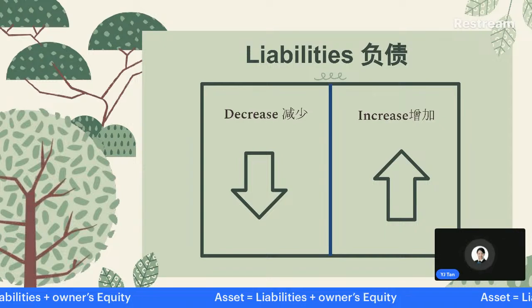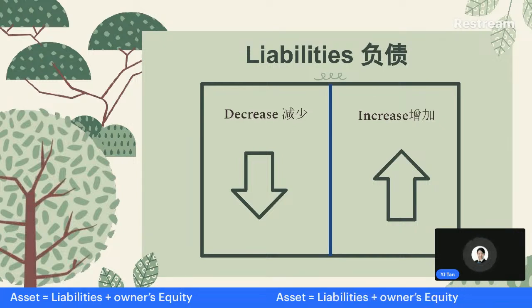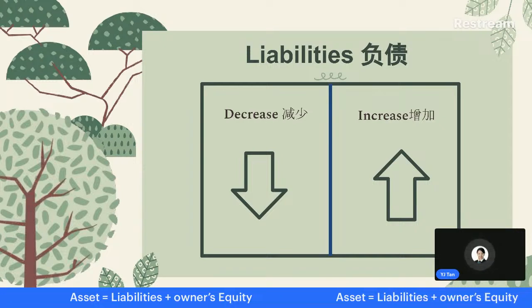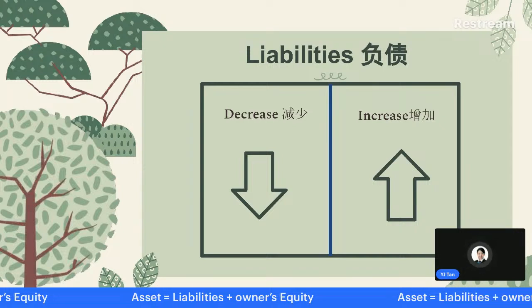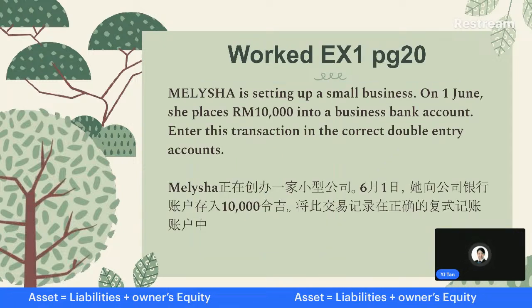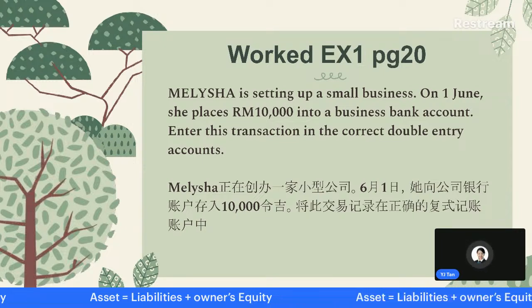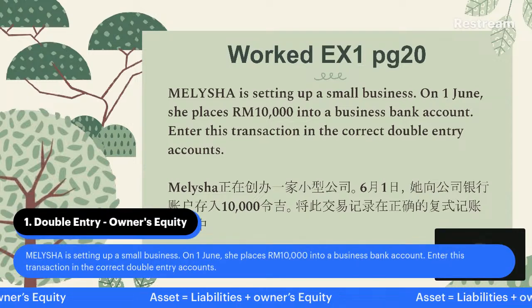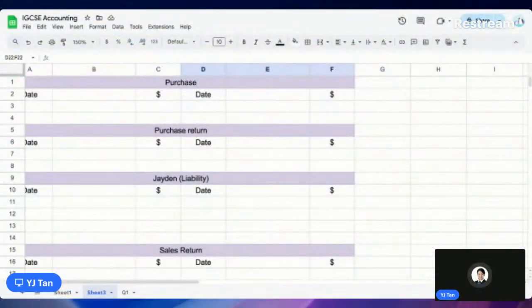What is an example of liability? For example, your bank loan. You loan money from the bank, you borrow money from the bank. Then when you borrow the money, the loan is increased, so you have to credit, which is on the right. Let's start with the first example.